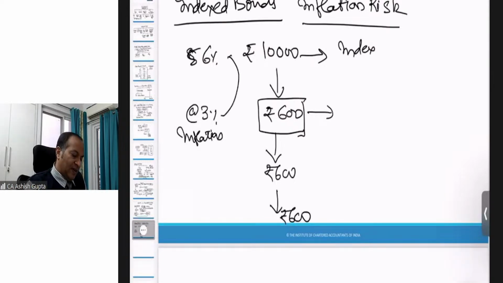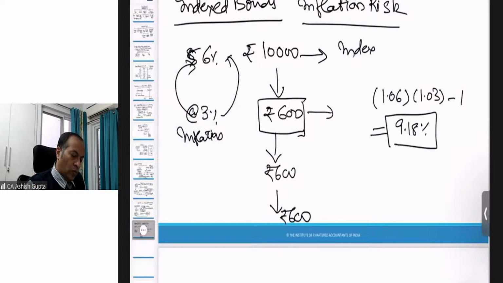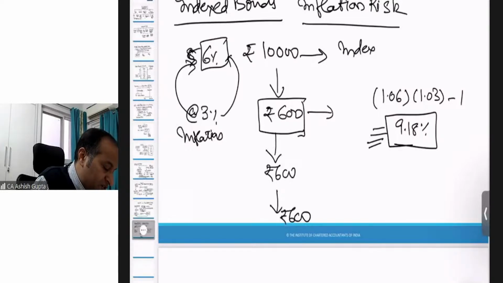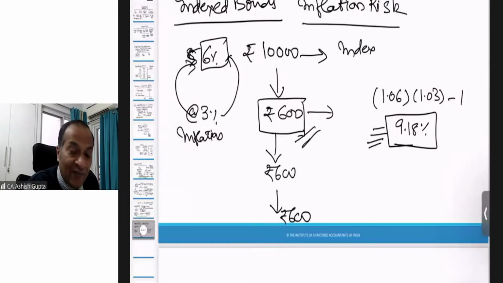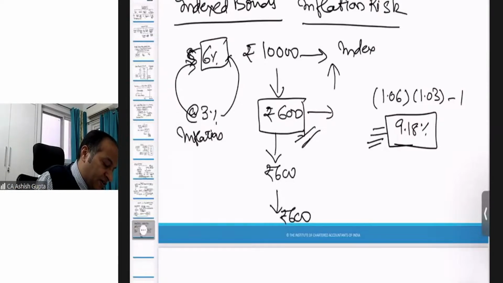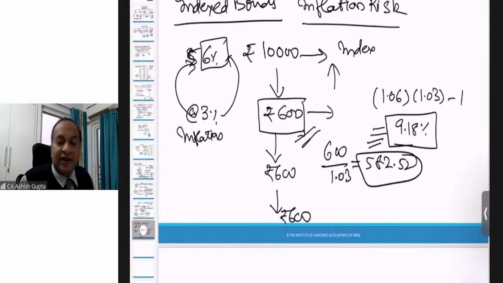Why? Because the nominal rate of interest has become lower in real terms. Okay, students, so though the bond has been issued at 6%, due to the inflation factor this 6% bond has lost its value, because interest is coming at 600 but it does not have the same value. If we use the PV factor, the actual value is basically 600 divided by 1.03. It means the value is 582.52. So the interest is losing its sheen.